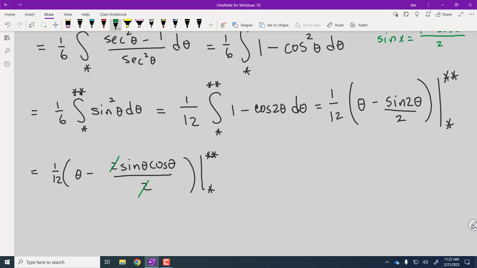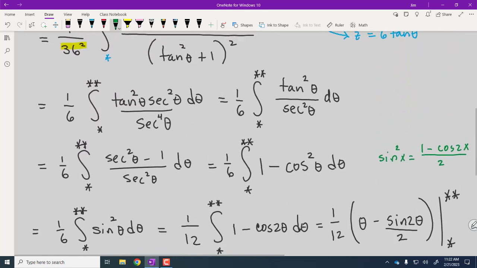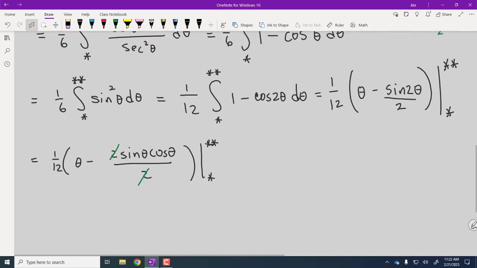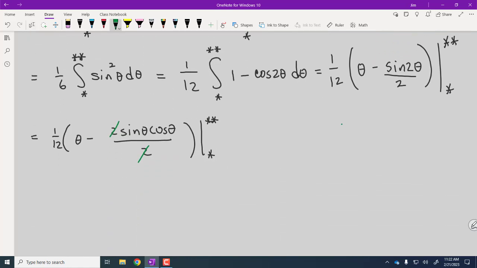Now we're ready for the triangle. Our portal that takes us back and forth between x's, or whatever the original letter was, maybe it was a z. I hate z's. All right, so z over 6 is tangent theta. So we'll come over to the side. Z over 6 is tangent theta.